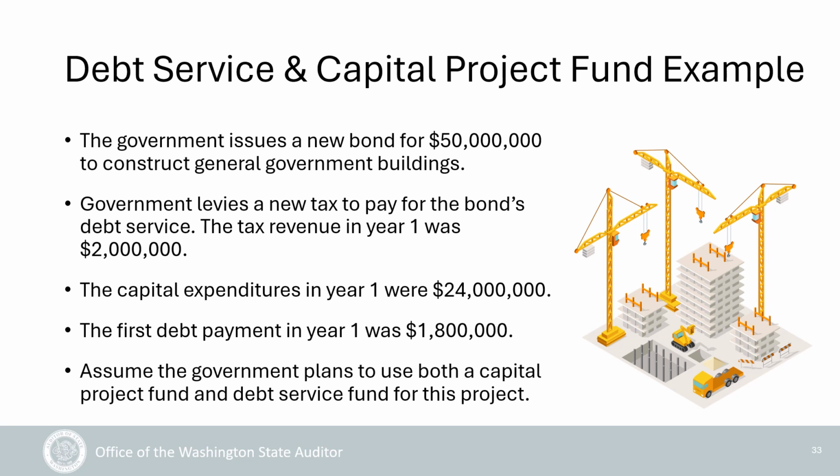Government levies a new tax to pay for the bond's debt service. The tax revenue in year one was $2 million. The capital expenditures in year one were $24 million. The first debt payment in year one was $1,800,000. Assume the government plans to use both a capital project fund and debt service fund for this project.